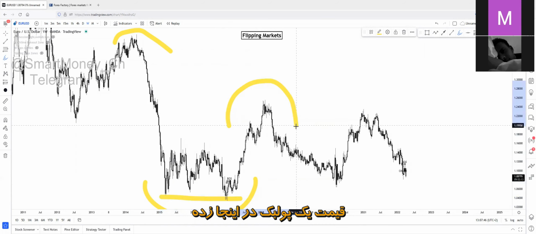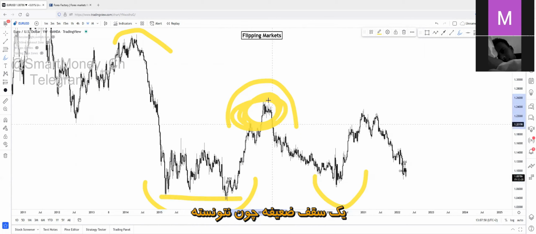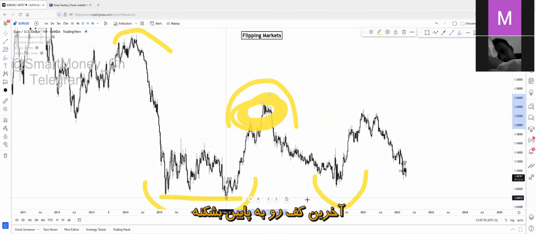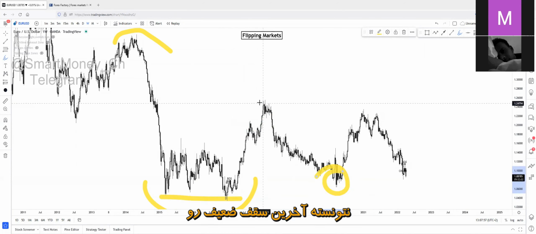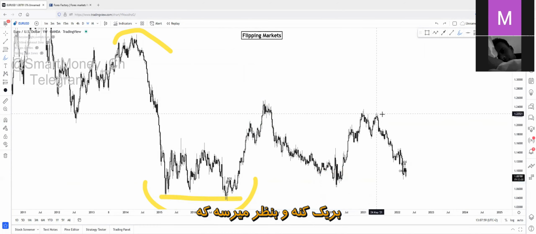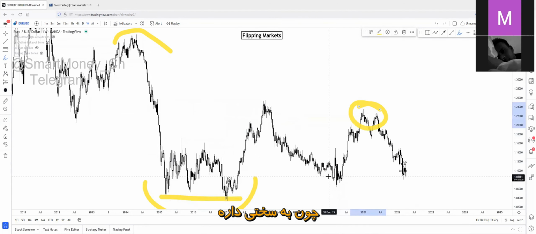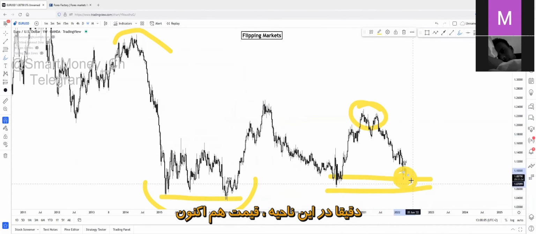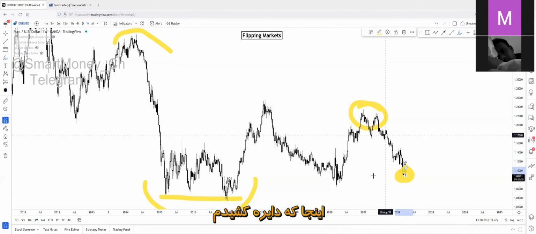Price has created a pullback right here. After this it created a low again, and this was a weak high because it couldn't break below the last low point. As you can see, this was a weak low again because this low couldn't break over the last weak high point, and it seems like this high point will be weak again because it's struggling to break below the last low point again, right here at this region. Price is at the current price action region that I just circled.